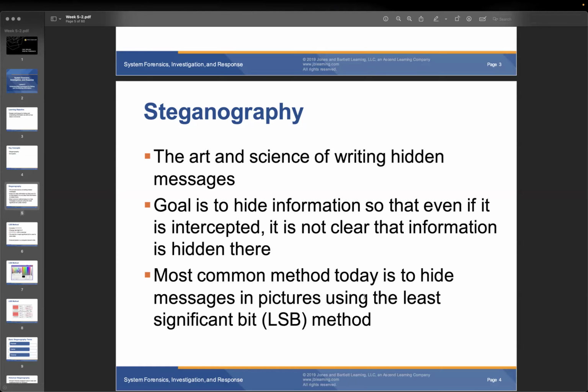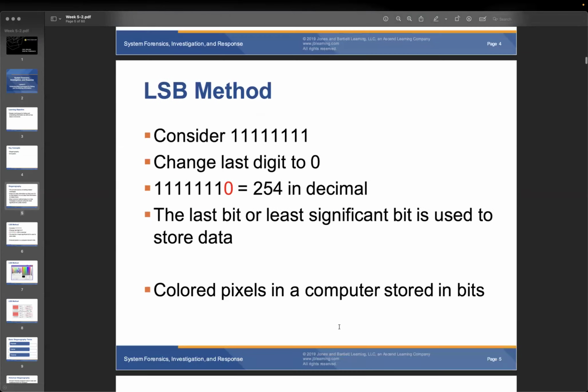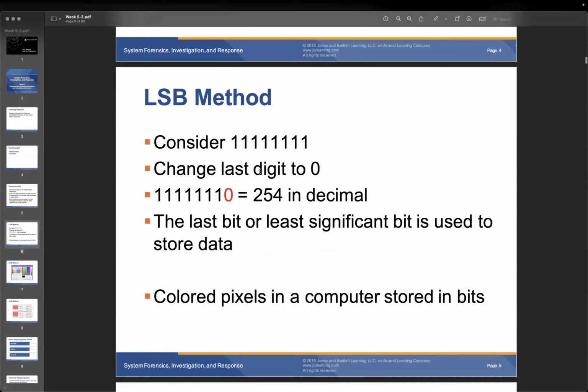The most common method to hide a message in a picture is the least significant bit, or LSB, method. Taking LSB as an example, if we have a complete 8-bit value and we change the last bit to 0, keeping the first 7 bits, we get 254 in decimal. The last bit, the least significant bit, can be used to store data.